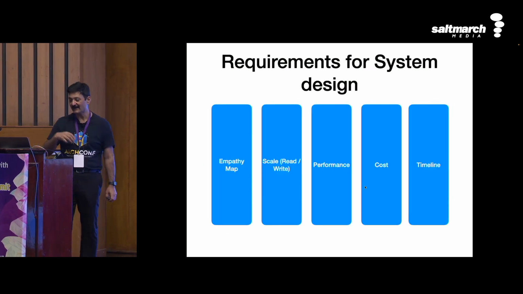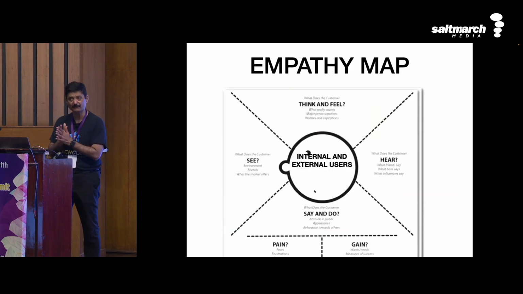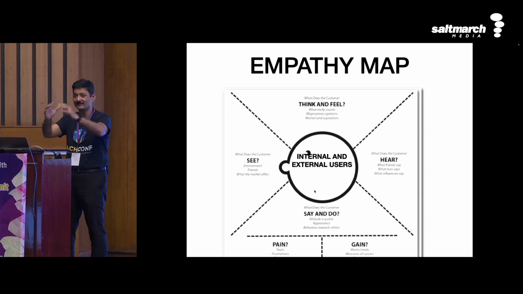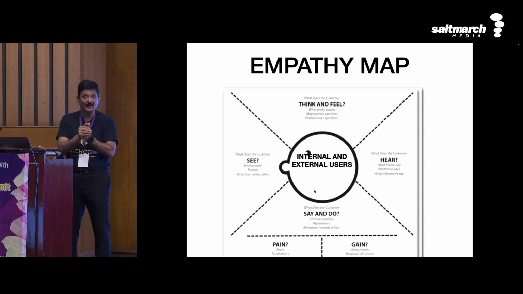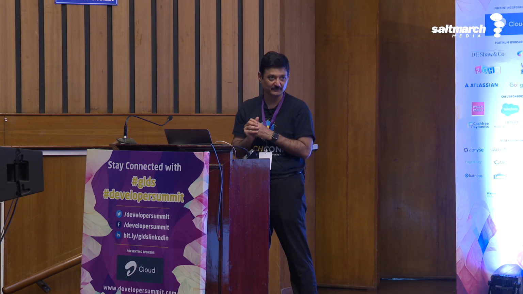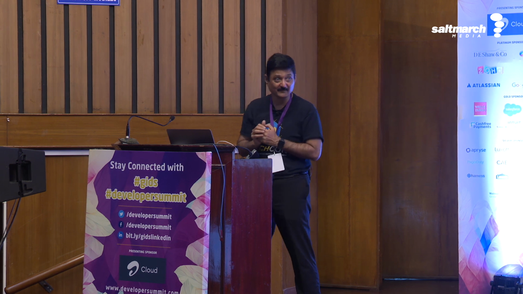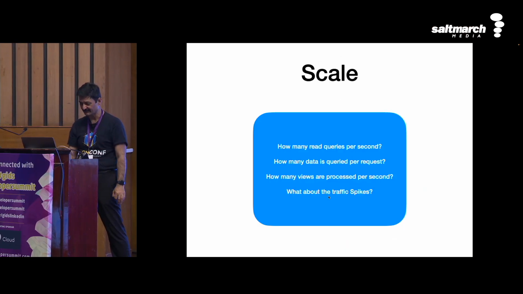So let's take a look at the requirements perspective. The empathy map is the first one. When we say empathizing for a given customer, let's say Uber, I want to make sure who's using Uber? Who will use my service? That has to be very clear. And then what are their pain points? Based on those pain points, when you're using your system, now you need to design the service. So that's where this comes in.